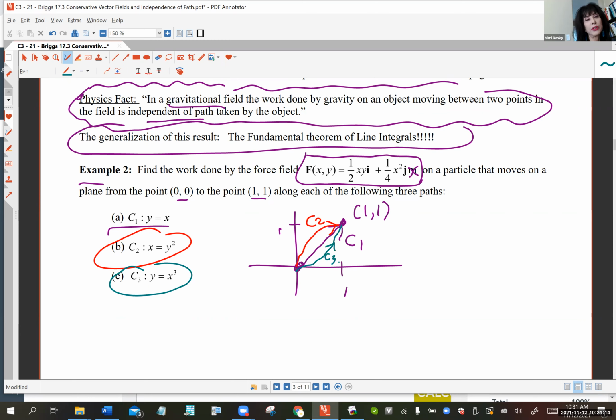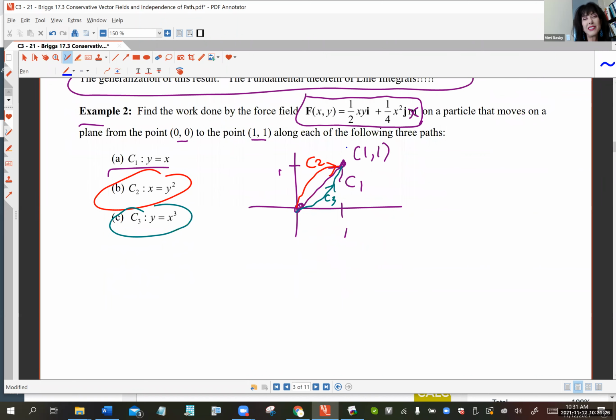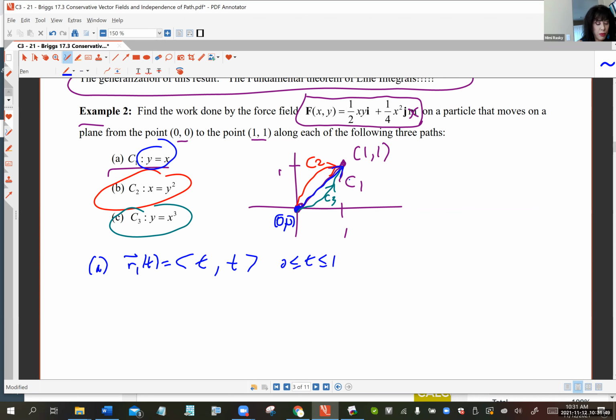And they didn't give us the parameterization for any of these curves. So we're going to have to do the heavy lifting there. No worries, we can do it. It's not that hard because all 3 of these are functions of x. So that makes it really easy to parameterize. Okay, so for letter A, I'm going to call my vector valued function r1 of t. And since I'm just going along y equals x, let x be t. And then since y equals x, y is equal to t also. And then time will go from 0 to 1 second, and that will match the starting point of 0, 0 and the ending point of 1, 1.